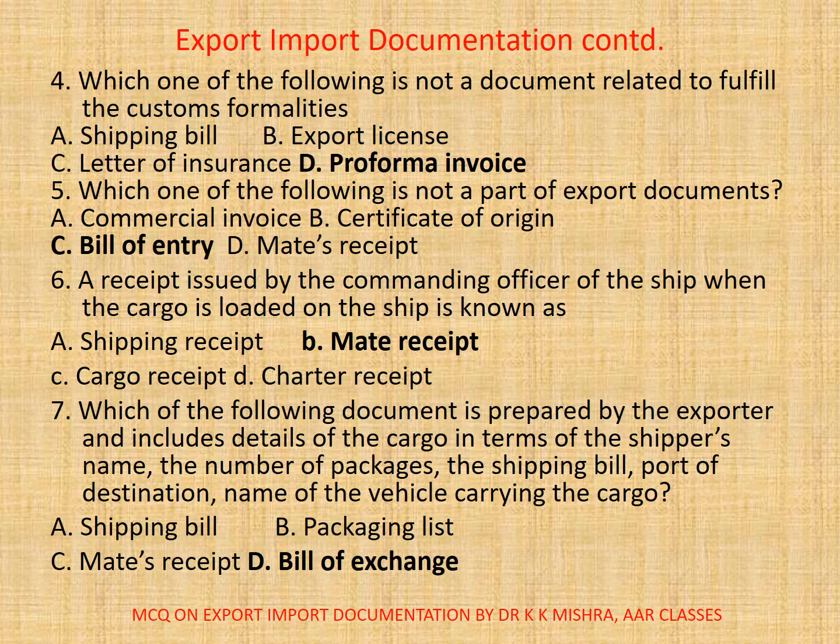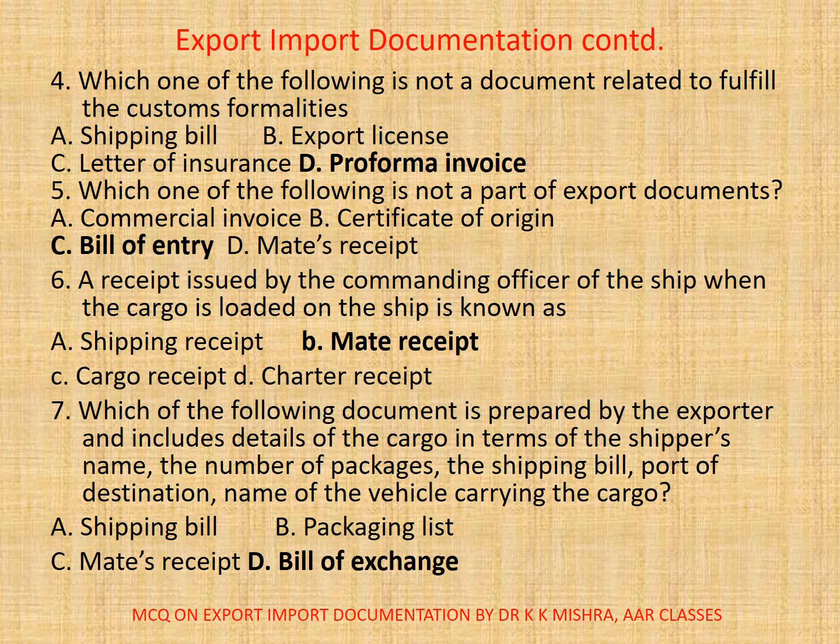6. A receipt issued by the commanding officer of the ship when the cargo is loaded on the ship is known as A. Shipping receipt, B. Mate receipt, C. Cargo receipt, D. Charter receipt. Here correct option is B. Mate receipt.